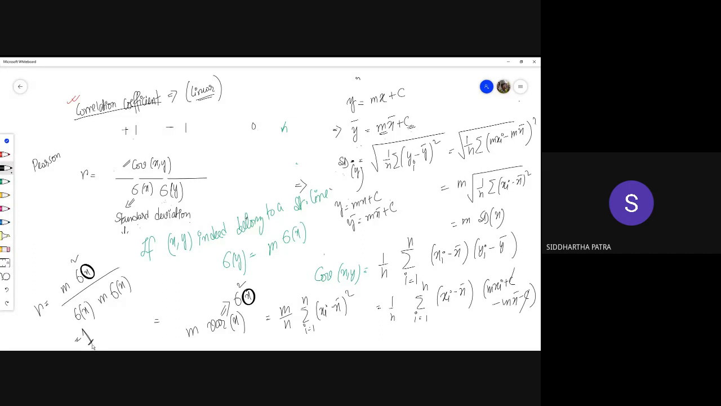Acha, one thing. This is m absolute, because this is coming out of a square root. You see, it is coming from standard deviation, right? So it is coming in the form of a square root. It is coming as the square root of m squared. So m can be both positive or negative. So this is how we are supposed to write this. It's the absolute value of m times sigma x. So this is actually not 1, this is actually m divided by m absolute, or in other words, this is called the sign of m.